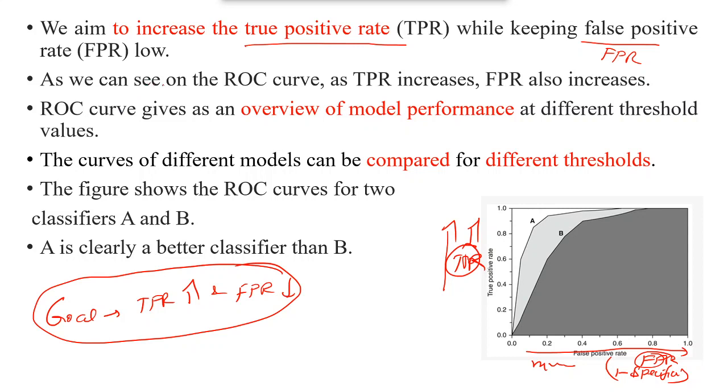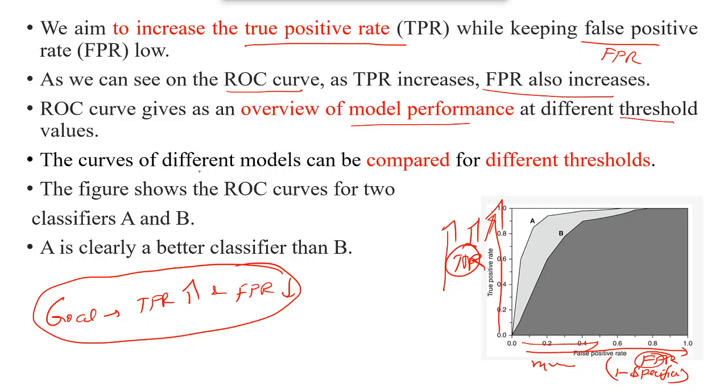But as we can see in the ROC curve, the TPR is increasing, and at the same time FPR is also increasing. In this graph, TPR is increasing from 0 to 1, and the false positive rate on the x-axis is also increasing. But our aim is to increase the true positive rate and at the same time decrease the false positive rate. So the ROC curve gives an overview of the model performance at different threshold values.